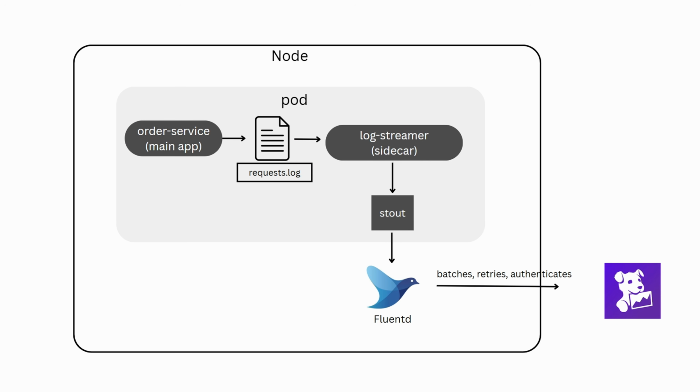We need FluentD here as well. When the sidecar outputs the logs to standard output, that's the end of the story with regard to the sidecar. But what picks up those logs from there? This is where FluentD comes into the picture. FluentD is a log collector that runs on every machine in your cluster, and it's always watching for new logs. When a container writes to standard output, Kubernetes saves it to a particular file on the node, and FluentD reads that file. FluentD not only reads it and sends it to Datadog, it also handles retrying if Datadog is down and authenticating with Datadog's API. So the sidecar turns a log file into standard output, and FluentD ships the standard output to Datadog.